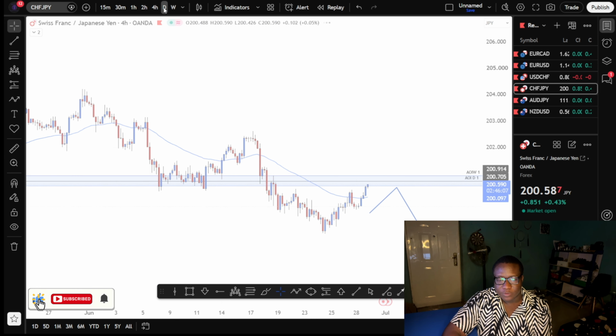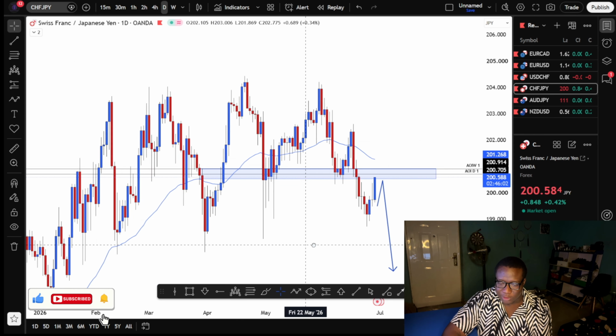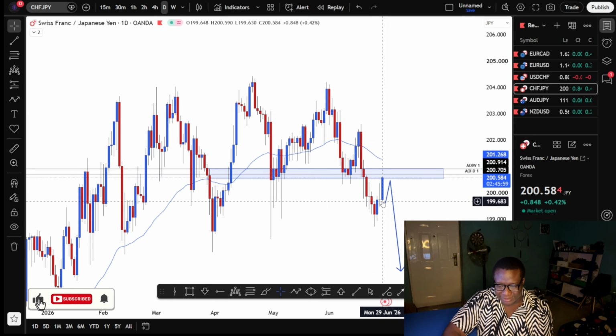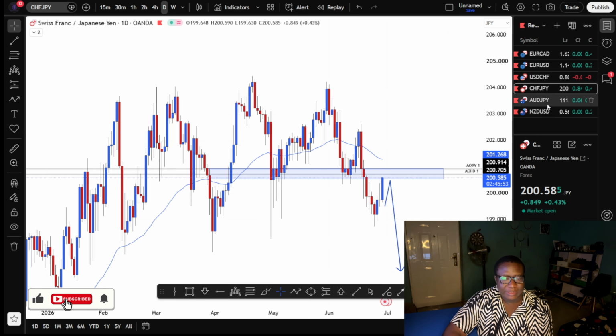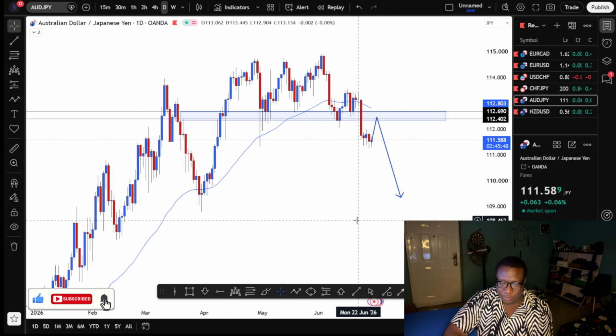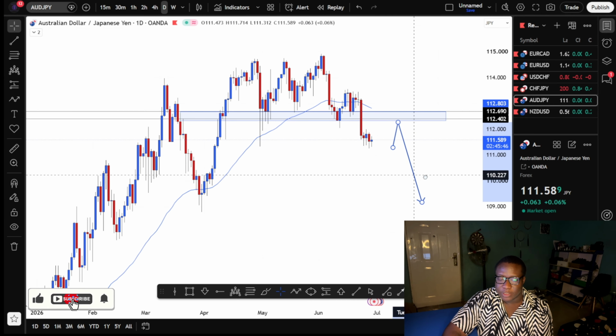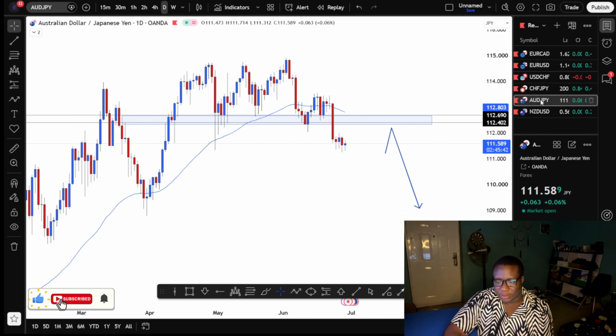GBP CHF JPY, CHF JPY, the market is currently at our area of interest, as I explained. We'll be expecting the market to give us a deeper pullback into this area. Then we'll be looking for our entry signal. The next pair is AUD JPY. On AUD JPY, we are still waiting for the market to give us a retracement into our area of interest before we're interested in taking the sales.